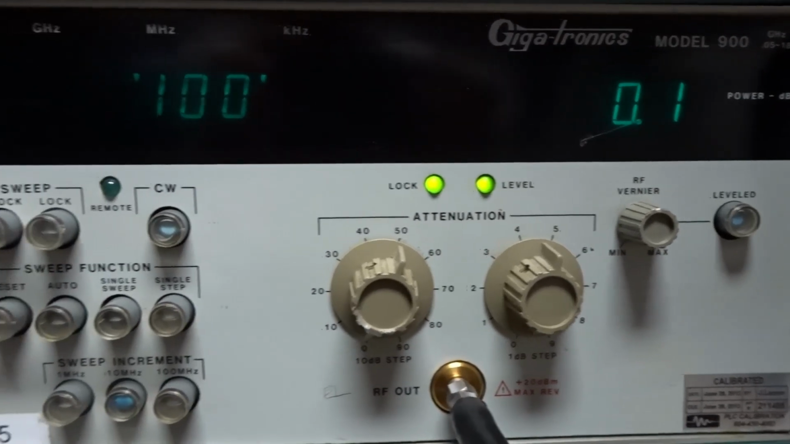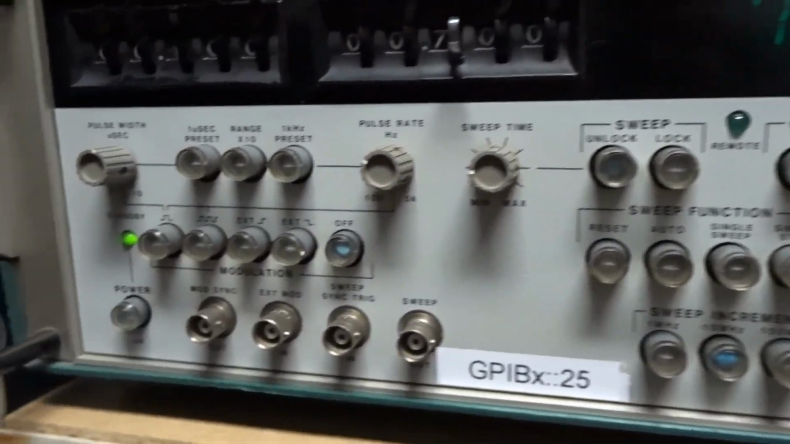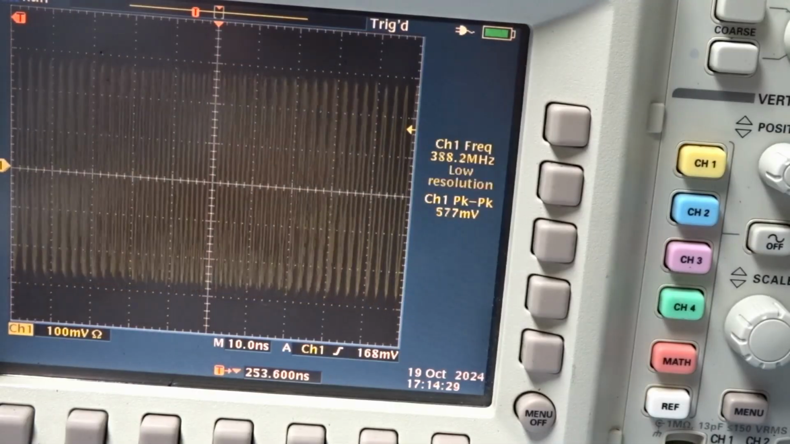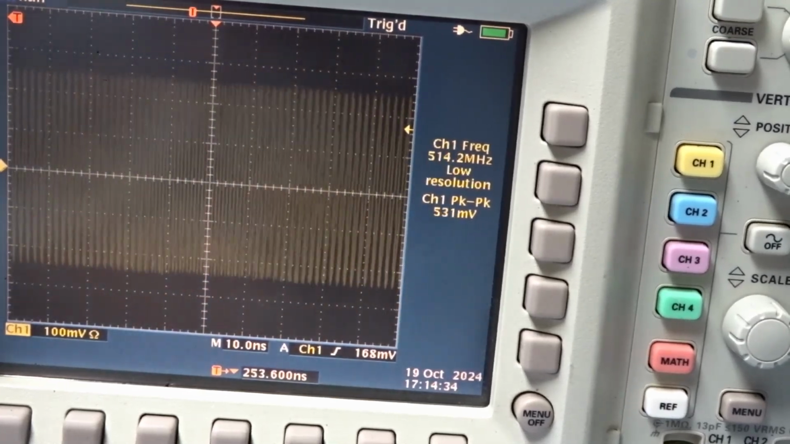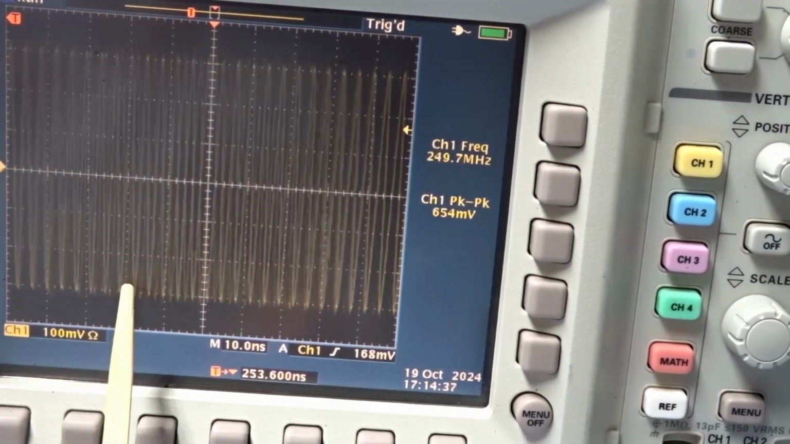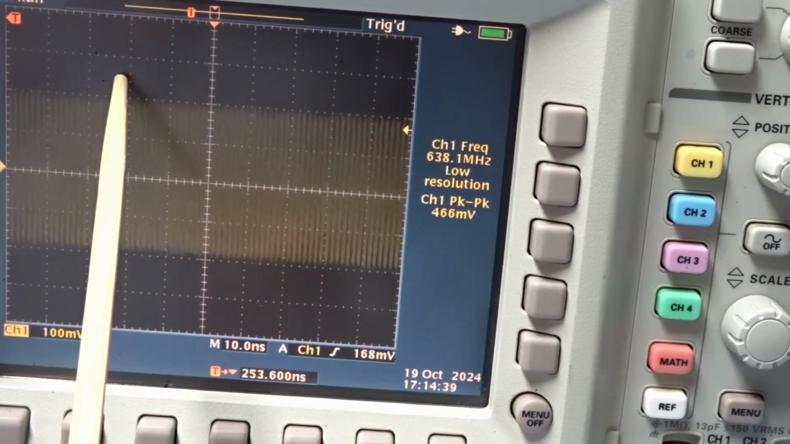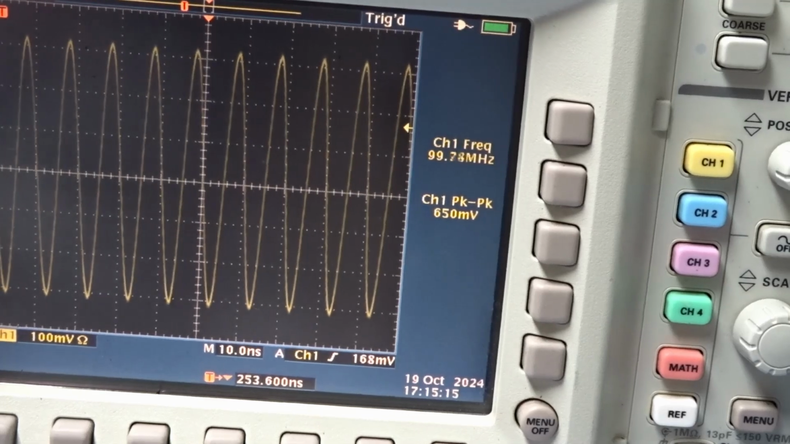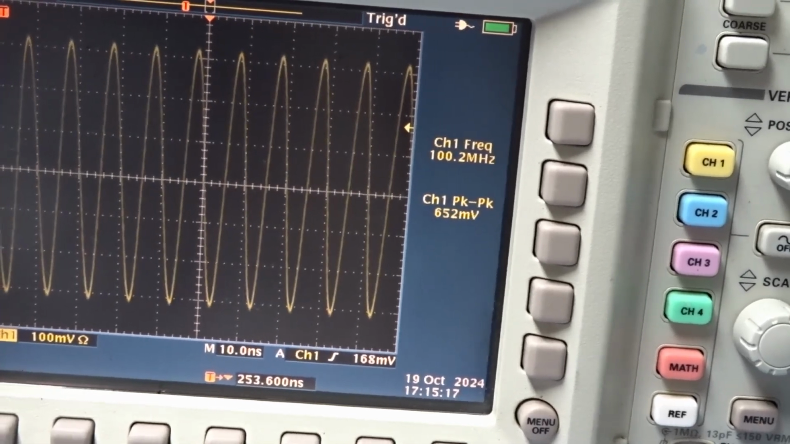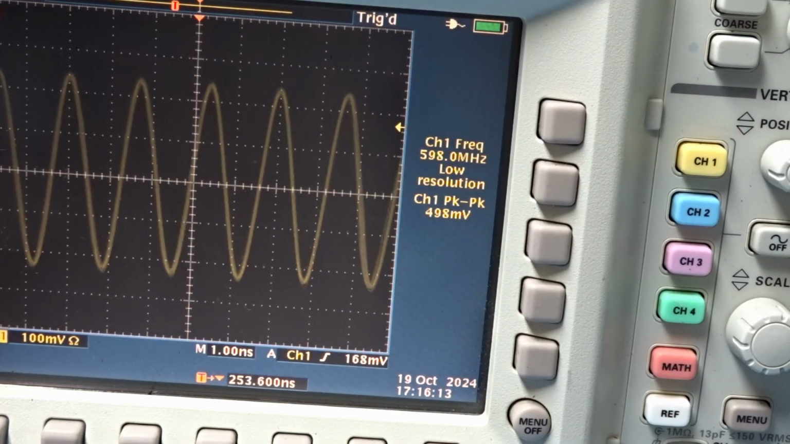Now let's go to the bench and measure the bandwidth of the scopes that we have here. For the direct method, we are going to use the signal generator Gigatronix 900. I connected the signal generator to my oscilloscope, and as I sweep the frequencies, the displayed amplitude is decreasing as the frequency is increasing. This is due to the effect of oscilloscope bandwidth. Now I am manually increasing the signal frequency from 100 MHz and trying to find the 70.7% of the peak voltage to find the oscilloscope bandwidth.